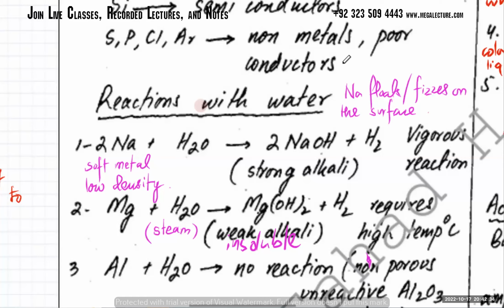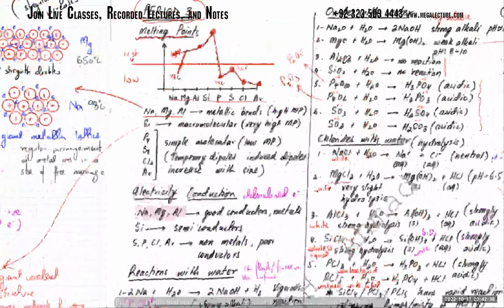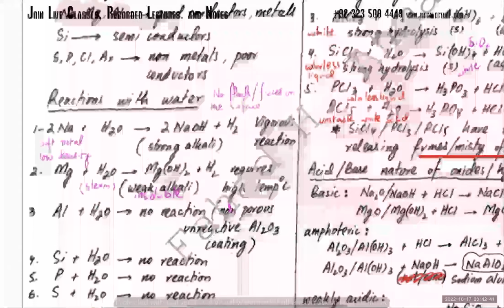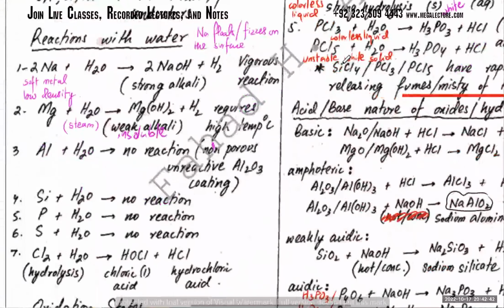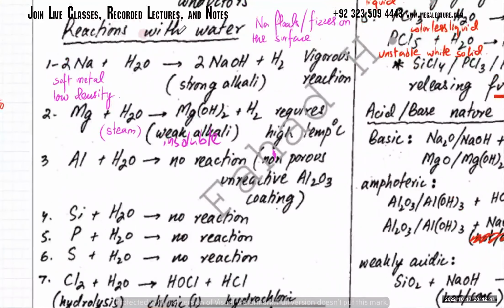Okay. So that's all about melting points and boiling points and electrical conductivity, right? And then you have to learn a bunch of reactions. The reactions are pretty simple. The first one, the reactions with water of all the period 3 elements. So we can just go through this very quickly. Sodium reacts with water, and it's a vigorous reaction. Sodium is a soft metal with a low density. Sodium floats and fizzes on the surface. It's a vigorous reaction, and you get NaOH and H2 gas. That's the reaction, right?